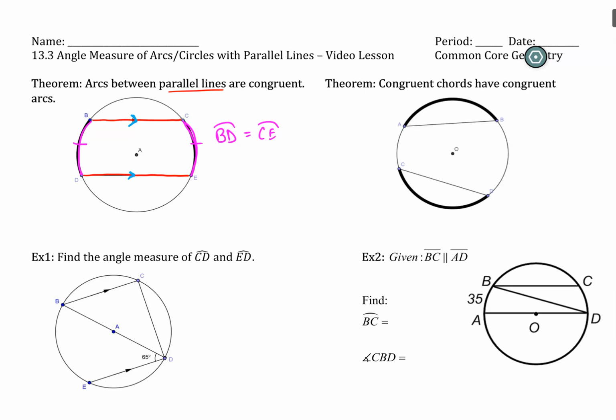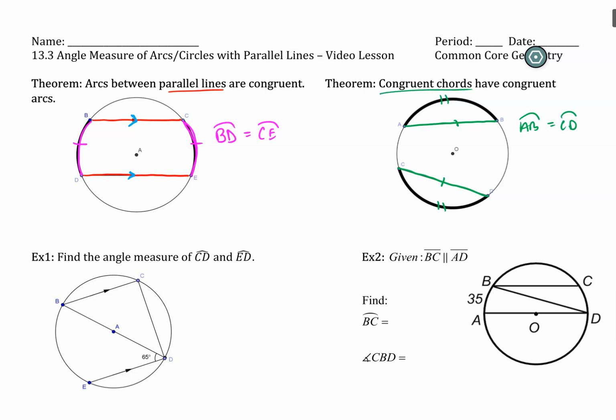The other theorem says that if I have two congruent chords, so if AB and CD here are two chords, and those chords are equal in length, then their intercepted arcs are also going to be equal in length. In this case, arc AB is equal to arc CD, if the chords are in fact congruent to start with.